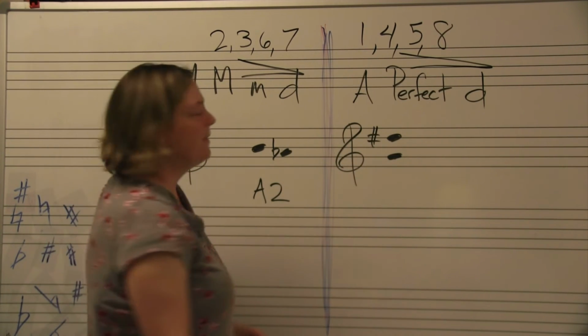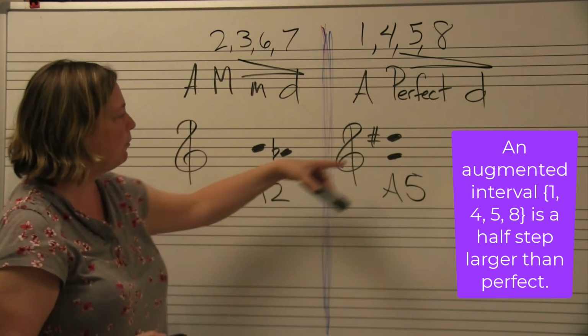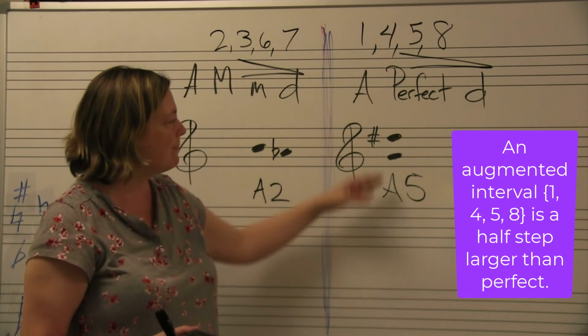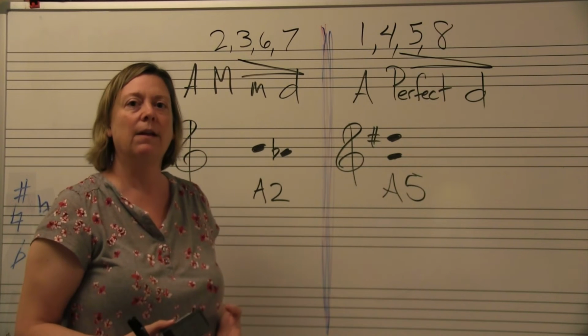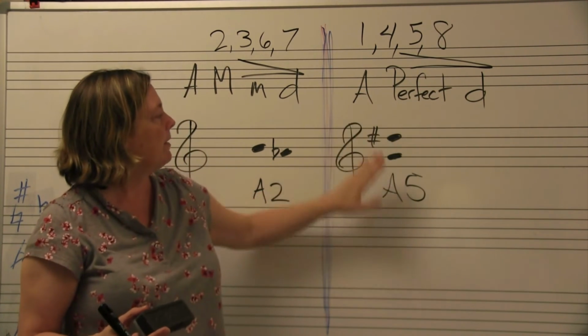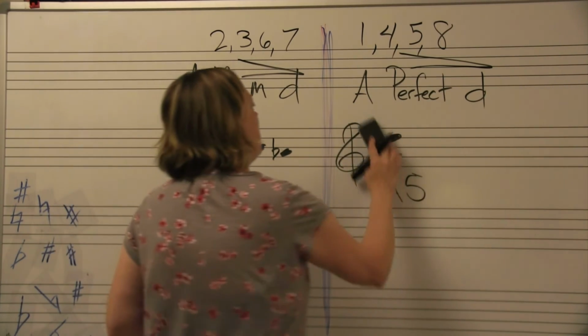Yep, augmented. By the way, you know how I was counting half steps before? These all have their proper half step amounts. An augmented fifth is 8 half steps. But we're going to stick to these labels for quality. Augmented fifth is bigger than a perfect fifth. Okay?